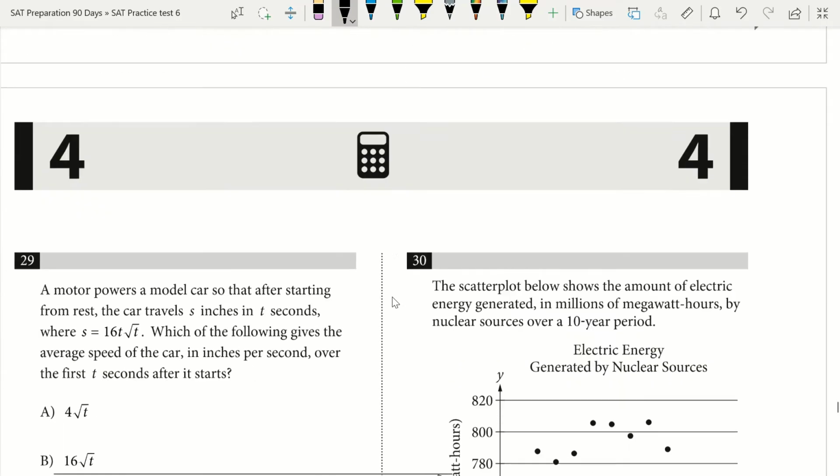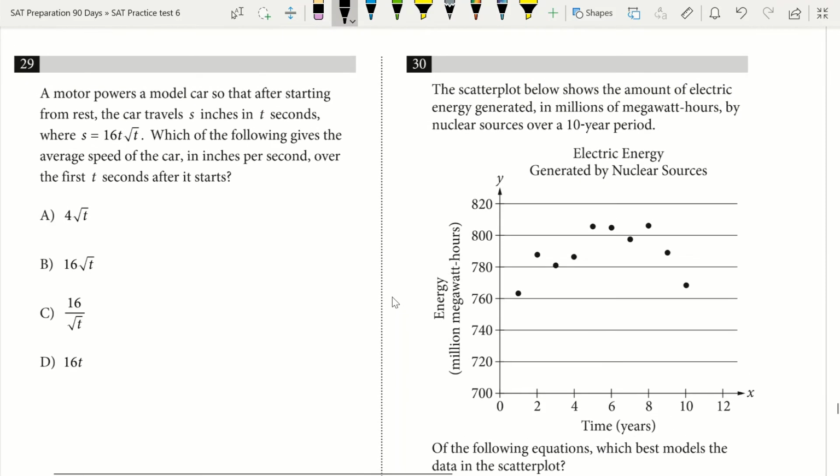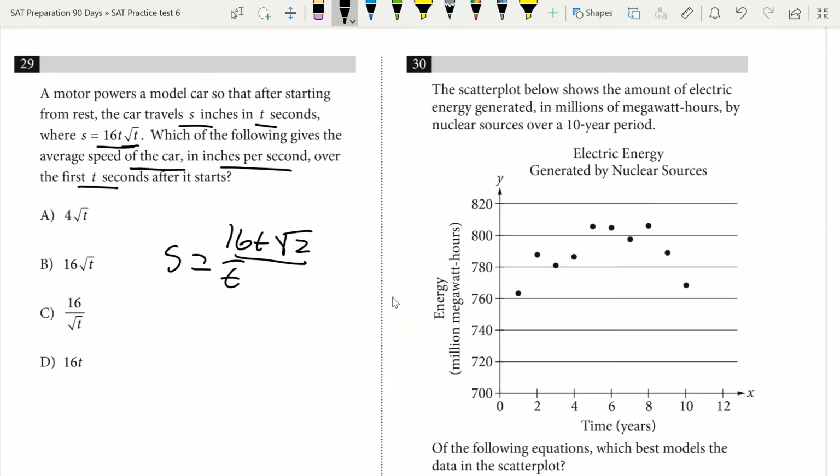Now we've got questions 29 and 30. A motor powers a model car so that after starting from rest, the car travels s inches in t seconds, where s equals 16 times t root t. Which of the following gives the average speed of the car in inches per second over the first t seconds after it starts? Well, speed is equal to distance over time. Our distance is 16 t root t. Our t's cancel right there, and we're going to have 16 root t. So our answer there is going to be B for number 29.